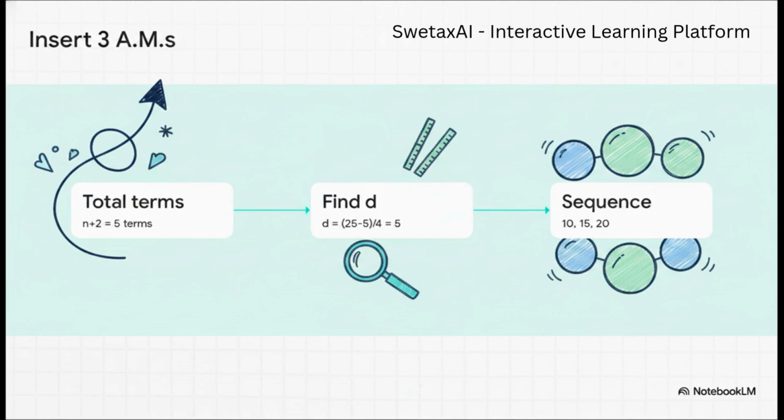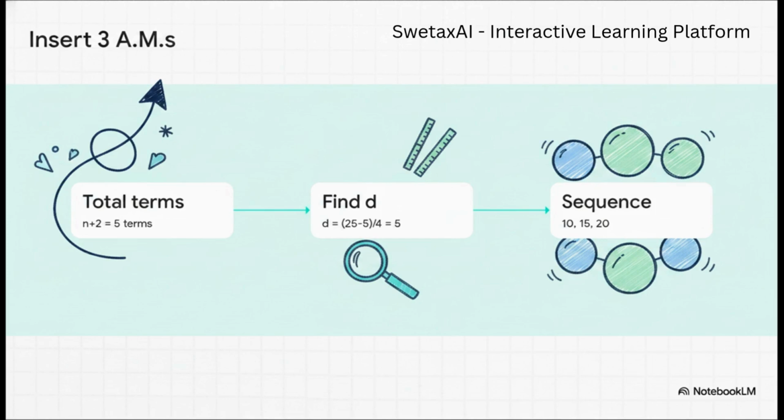What if you need to insert multiple means? Let's say we want to insert 3 arithmetic means between 5 and 25. Step 1, realize you now have 5 total terms, your 2 endpoints plus the 3 new means. To find our new constant difference, d, we take the gap between the numbers, b minus a, and divide it by n plus 1.